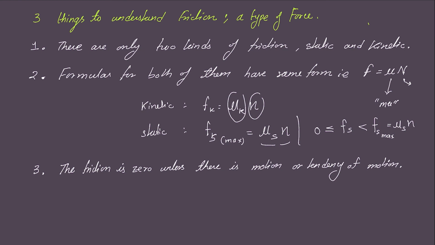And one more thing, the friction is 0 unless there is motion or tendency of motion. So if there is neither motion nor a tendency of motion, then there will be no friction. So the question, what kind of friction, is useless, because there is no friction. There will be no friction if there is no tendency of motion or if there is no motion.